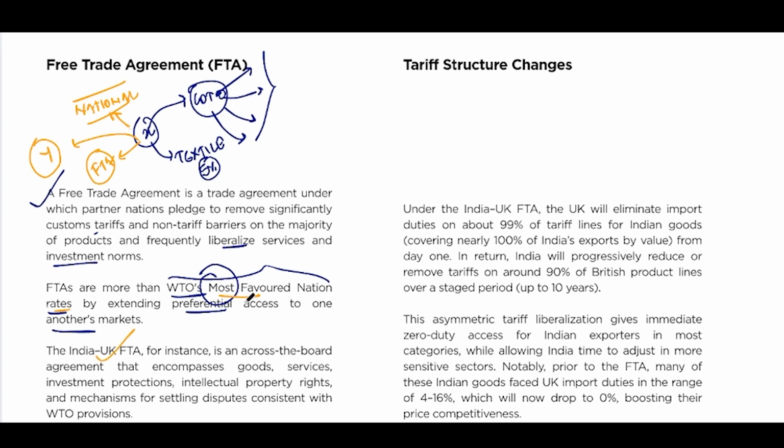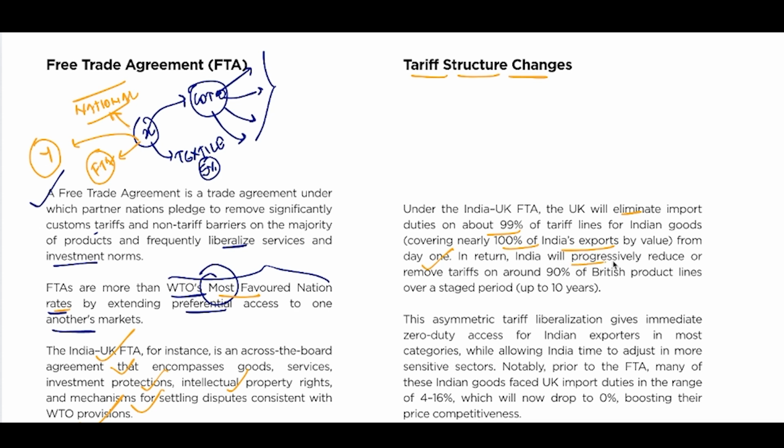So you can see that the India-UK FTA, for instance, is an across-the-board agreement that encompasses goods, services, investment protections, intellectual property rights, and mechanisms for settling disputes consistent with WTO provisions. The next key term is tariff structure changes. Under the India-UK FTA, the UK will eliminate import duties on about 99% of tariff lines for Indian goods, covering nearly 100% of India's exports by value from day one.